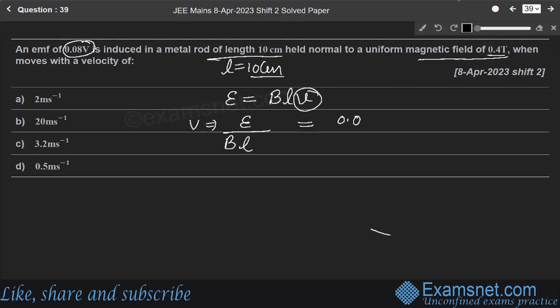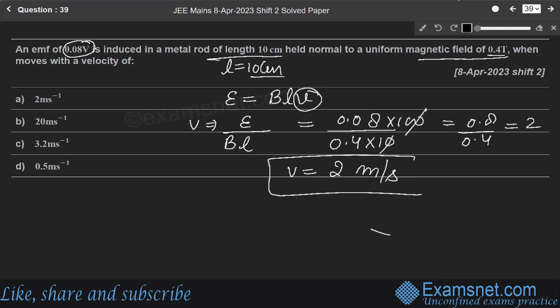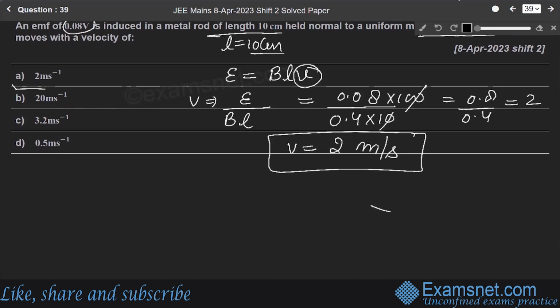EMF 0.08 over magnetic field B 0.4 into 10 centimeter. 10 centimeter means 10 over 100. So V will become 0.8 over 0.4. It will become 2. So V is equal to 2 meter per second. So the correct answer is option A, V equals 2 meter per second.